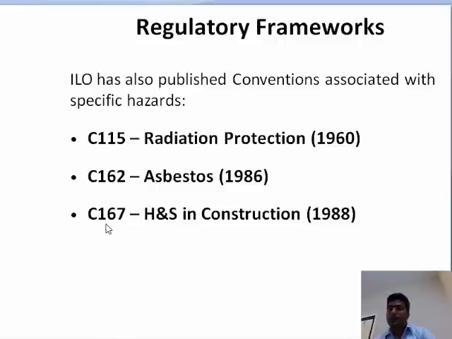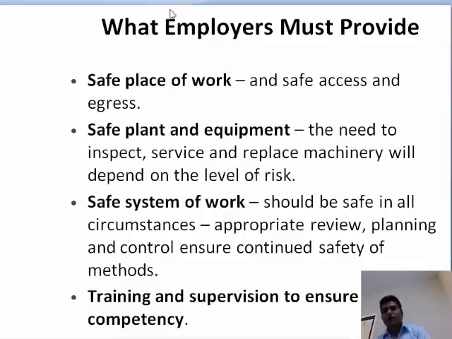What is C-167? That means Convention 167. This is the number. That means 167 conventions have already been made at the ILO center. And health and safety in construction, 1988. So these are some particular topics on which they have made conventions: C-155, 162 and 167.